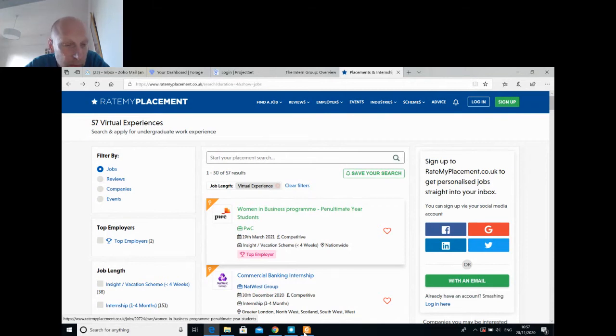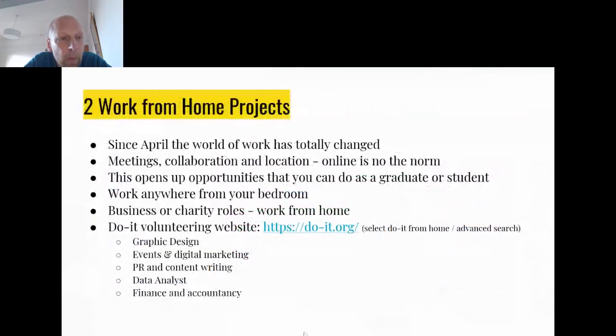Okay, now it's a personal decision whether you are happy to do that and you feel they offer something different. But I wouldn't feel comfortable endorsing things which you're having to pay to do. But if you just simply Google virtual internships, or you look on sites like Rate My Placement, you will see other providers who offer these kind of online opportunities. Could you move to the next slide, please, Laura?